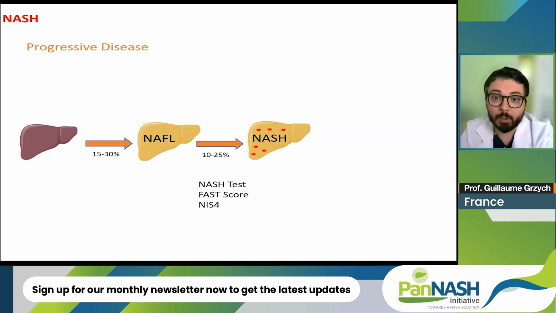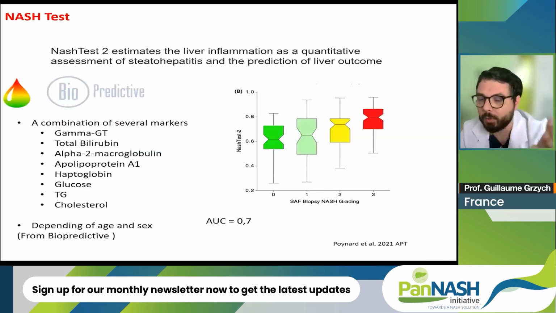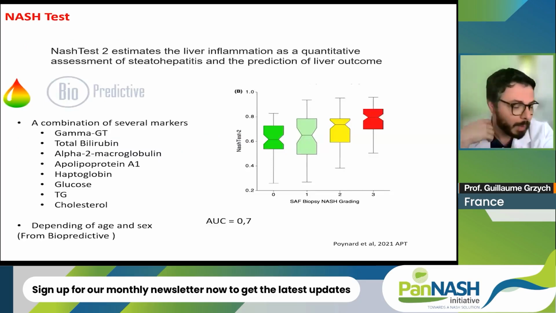There are three markers used here, but they are not validated. So it's just for evaluation, a global evaluation, but not for diagnostics. It's not used routinely. I present you some markers, but they are not validated by societies. The NASH test is a second test proposed by Biopredictive and could evaluate the liver inflammation, the assessment of steatohepatitis.